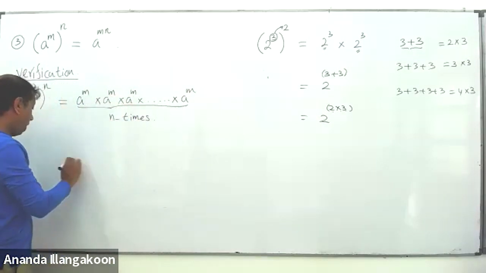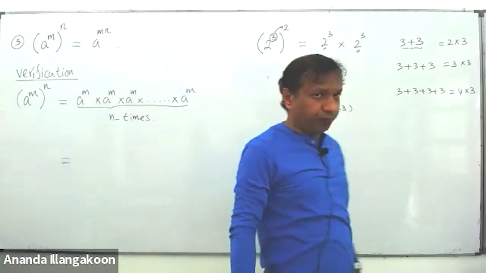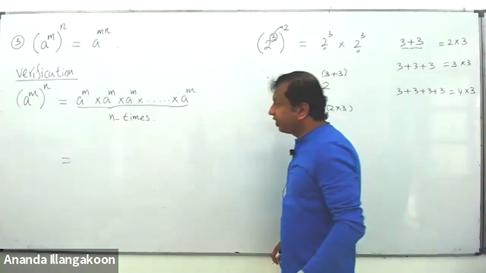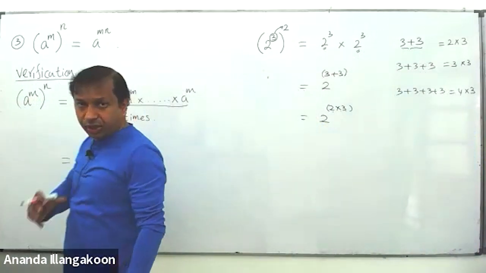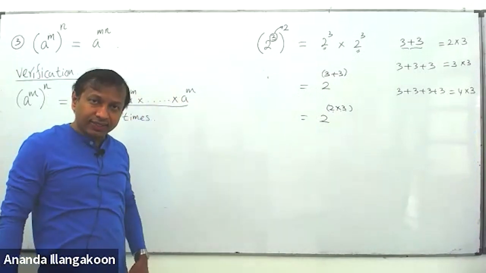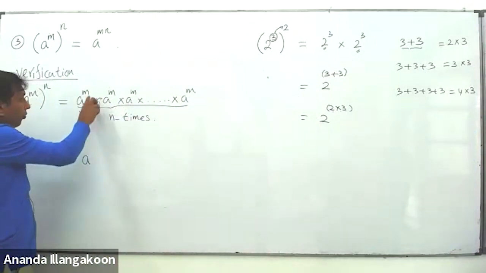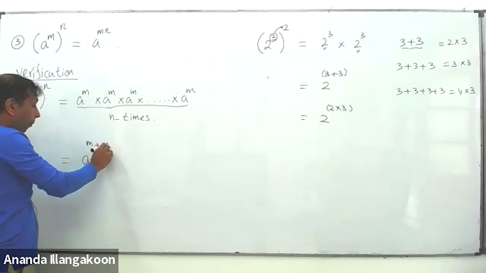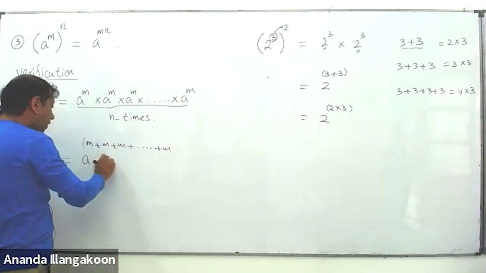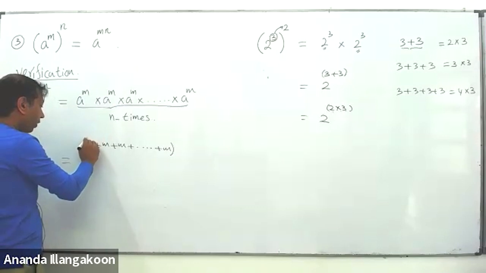Right. Now we can apply to the right hand side the first index law. First index law says when the bases are the same and when they are multiplied, the powers must be added. That's what it says. So then we can write this as a to the power m plus m plus m plus so on m. How many m letters in this sum do we have? n times.